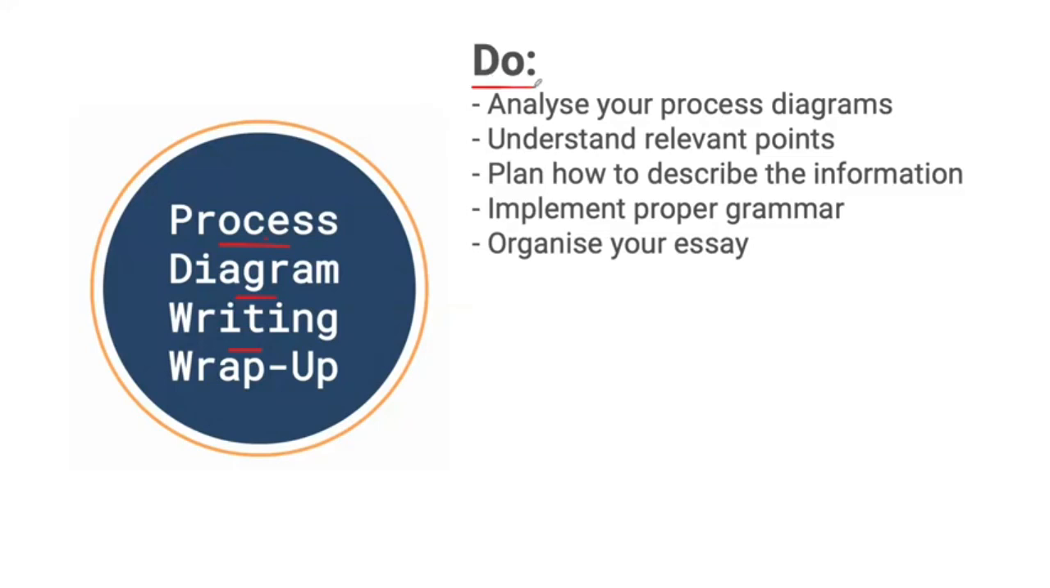First off, for your do's, you definitely want to analyze your process diagrams, whether you have a simple process like we did in the first example with writing about yogurt, or if you have something more complex with two different processes. So make sure you're analyzing them and understanding your relevant points. You'll need to expand on a couple of things just to make it flow and to meet your word count. So really plan on how to describe the information in terms of your body paragraph 1 and your body paragraph 2. Remember, it might not be as obvious, so that's why analyzing the diagrams before you write is very important.